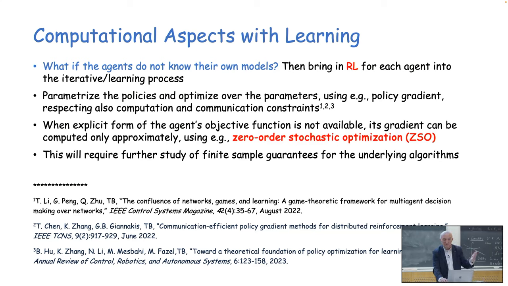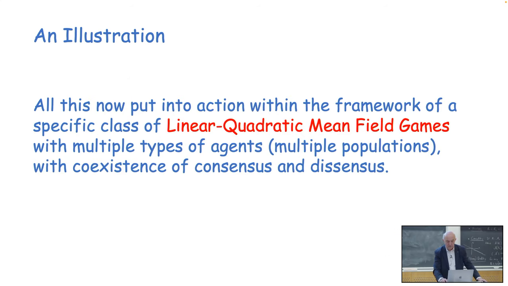but if they don't know their own models, then you bring in reinforcement learning for each agent into the iterative learning process. In that case, you parameterize the policies and optimize over the parameters using, for example, policy gradient, respecting also the computation and communication constraints. And when the explicit form of the agent's objective function is not available, its gradient can be computed only approximately using zero order stochastic optimization, and then the next step is to study finite sample guarantees for the underlying algorithms, which we have done for a specific class of games.